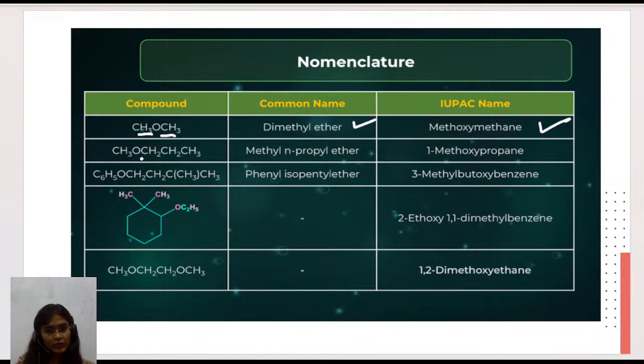For this one, look at this, one carbon, two carbon, three carbon is there. So the parent chain is what? Three carbon. So it becomes 1-methoxypropane, or you can say methyl n-propyl ether. It's better to mention the n, you can omit n as well, but it's better to use it so that we can get a good idea whether there is branching or not.